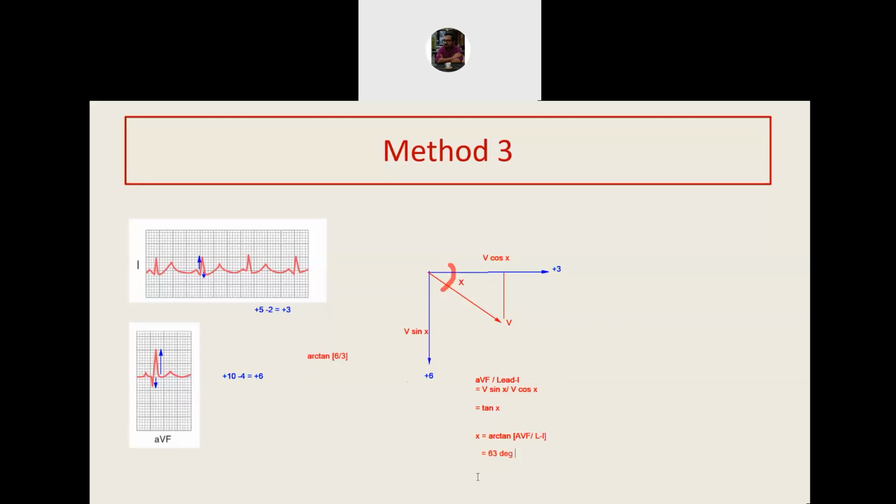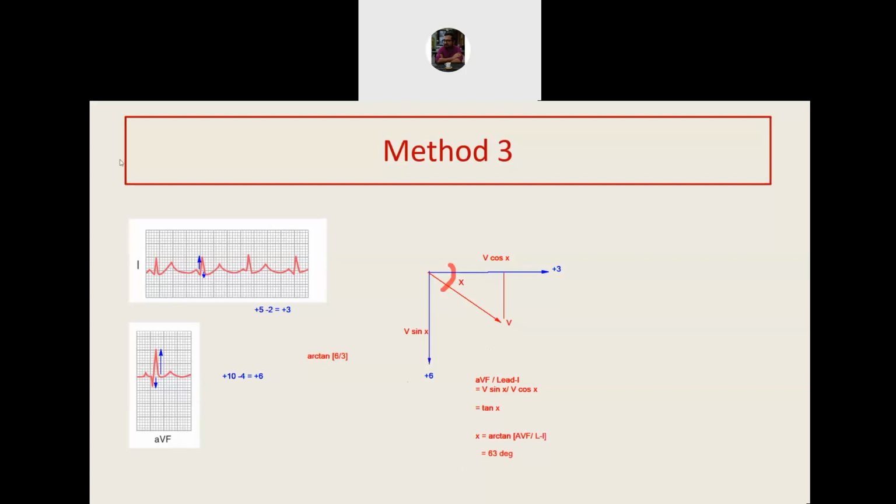So is this clear to everyone how this was done? I think this is a very easy method if you have a scientific calculator at hand. Otherwise, the second method is another easy method to practice in the clinics.